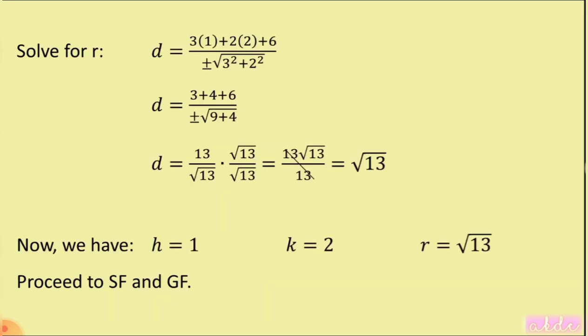So substituting on the formula, we have 3 times 1 plus 2 times 2 plus 6. 3 times 1 is 3, 2 times 2 is 4, and then 6. 3 times 3 is 9, 2 times 2 is 4. 3 plus 4 plus 6 is 13 over 9 plus 4 is square root of 13. Since, again, we can't have a radical sign on the denominator part, so we have to rationalize. Multiply it by square root of 13 over square root of 13. So 13 times square root of 13 is 13 square root of 13. Square root of 13 times square root of 13 is 13. Cancel 13, so it will become square root of 13.